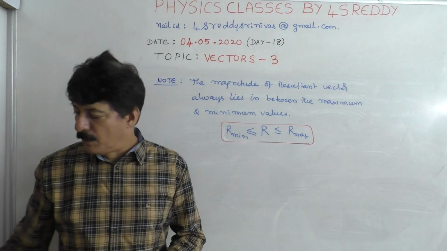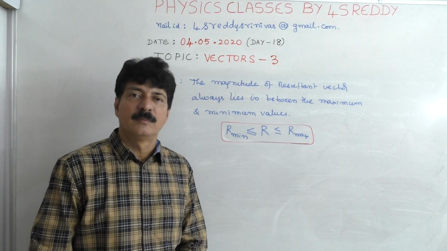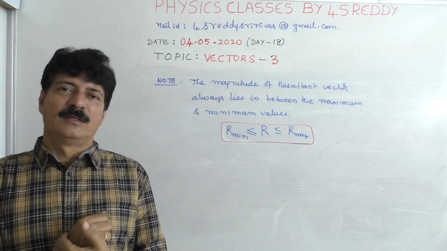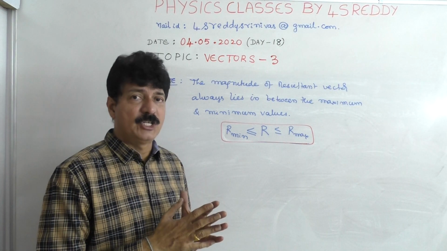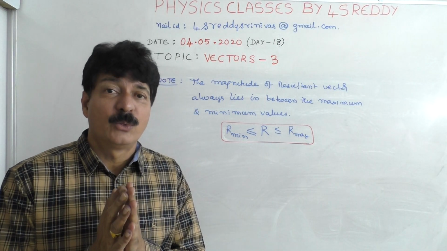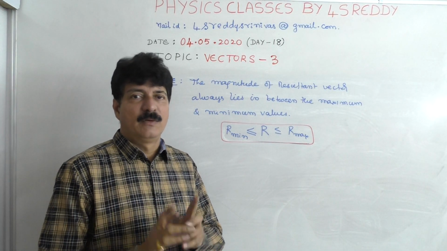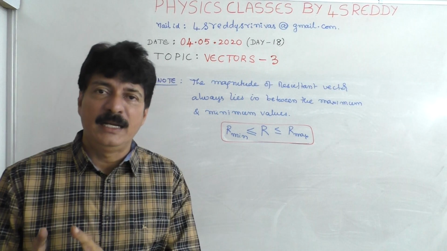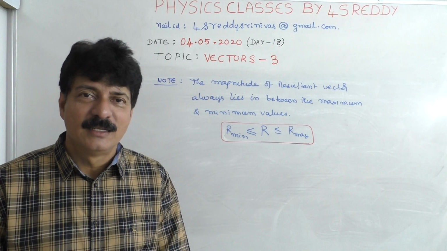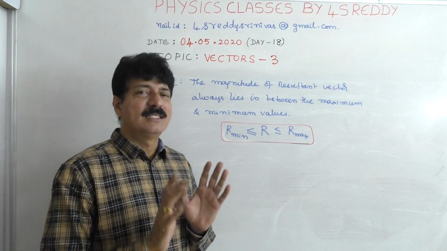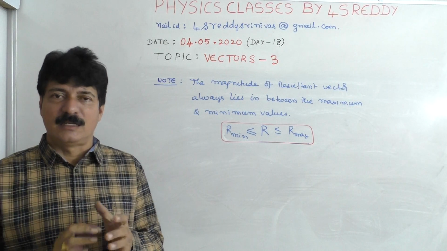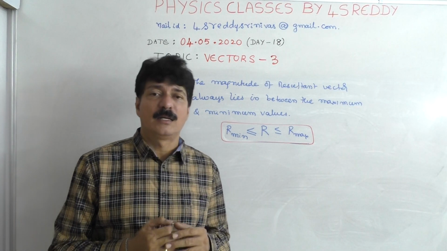This is the point related to the parallelogram law of vector addition. In case of the parallelogram law of vector addition, this is applicable only when they are co-initial vectors. When they are unlike, we have to apply the triangle law. When they are collinear, we have to apply the simple algebraic method. Got it? This is about the parallelogram law of vector addition.